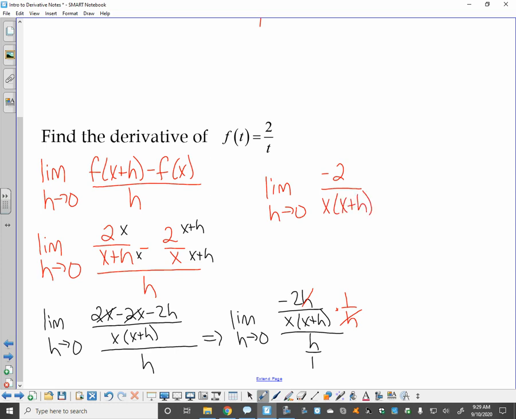Pull the trigger on your limit. There we go. Which, by the way, is the same thing as that. Just, again, a nice refresher.